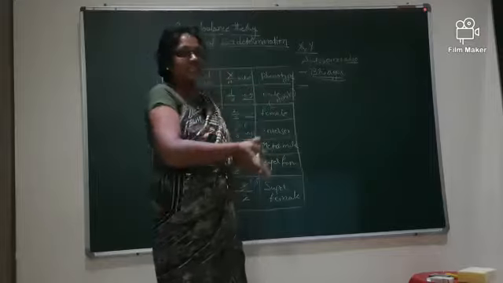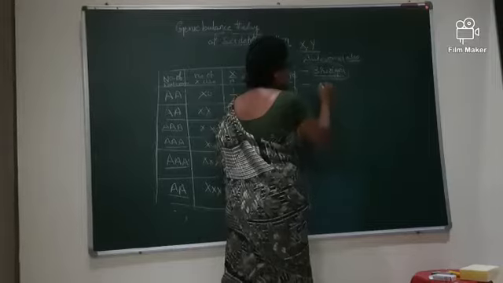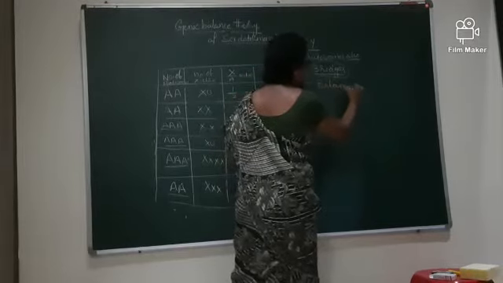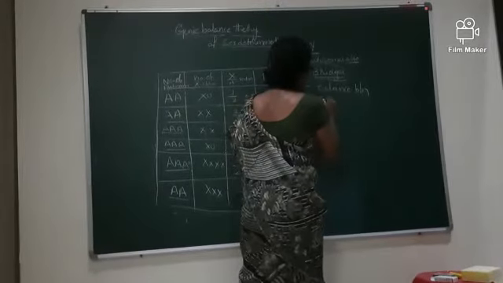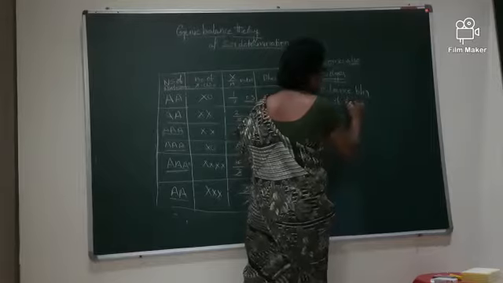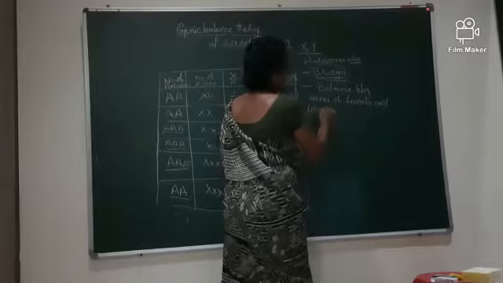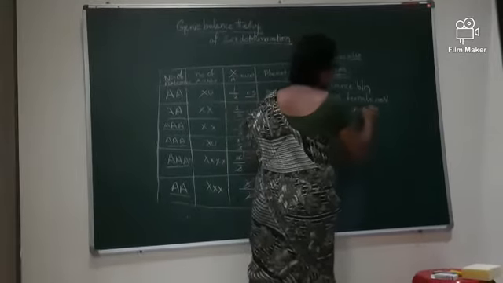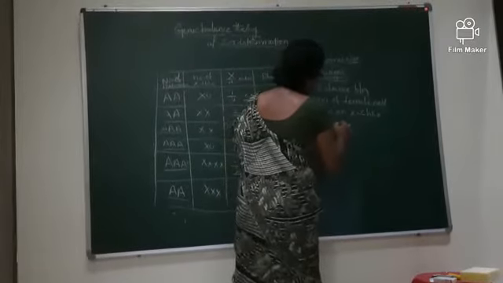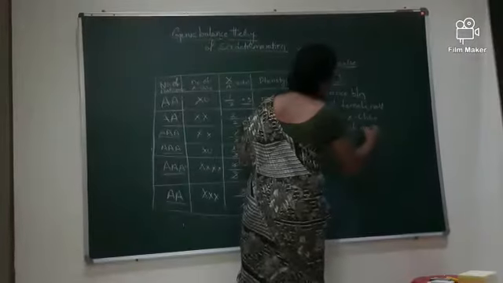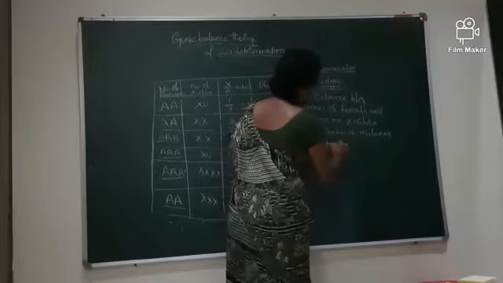I will write the definition here. According to Bridges' concept, balance between genes of femaleness located on X chromosome and genes of maleness located on autosomes.